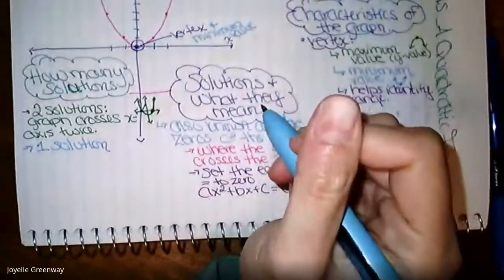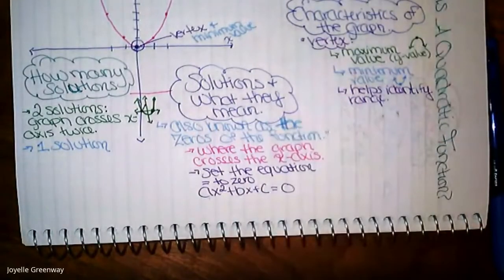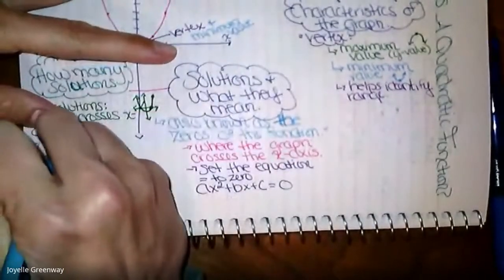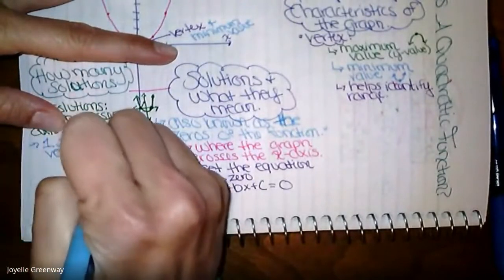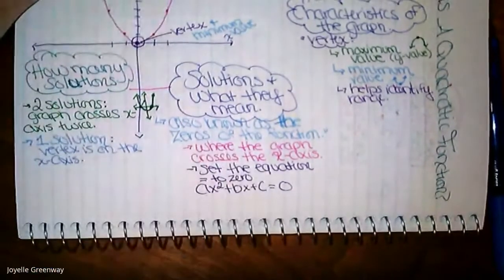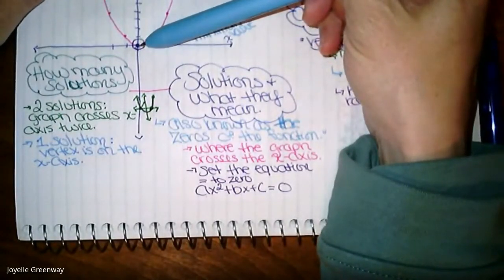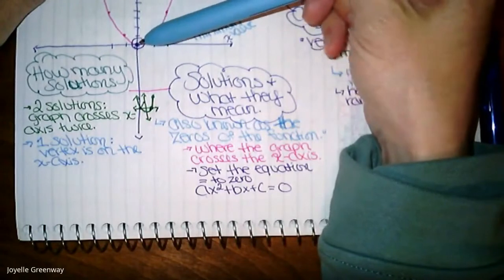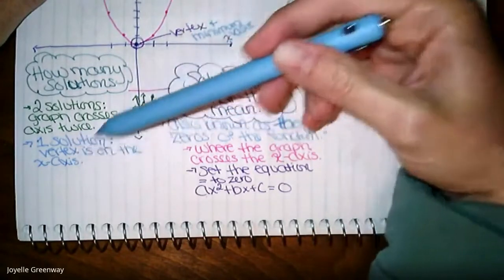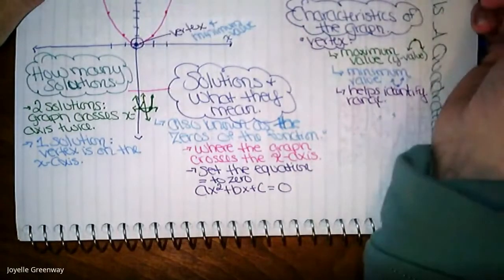One solution means it sits on your x-axis. So one solution means that your vertex is on the x-axis. So our parent function sits on the x-axis, and therefore this only has 1 solution. So if you get 1 solution when you solve your quadratic, that's going to give you the x value of your vertex. Okay?